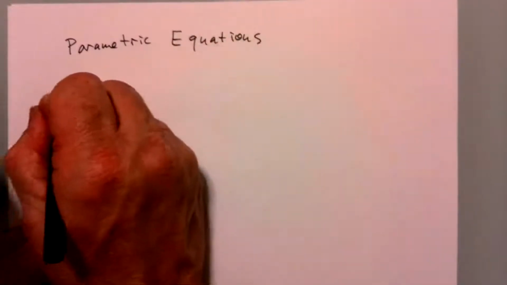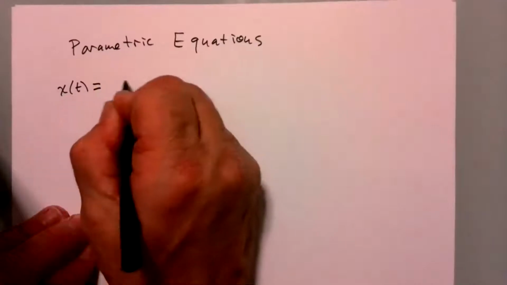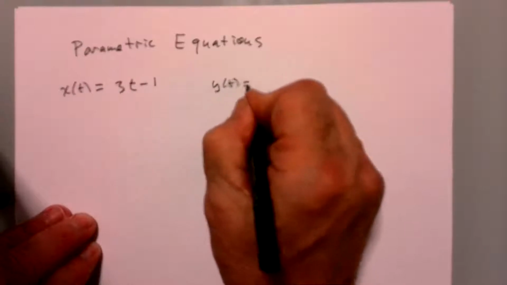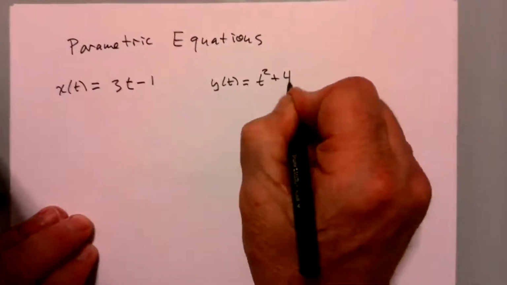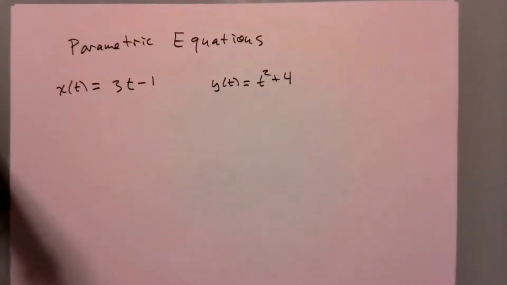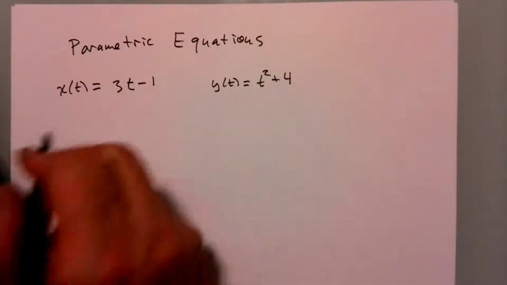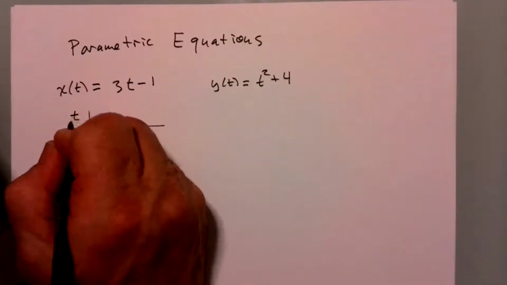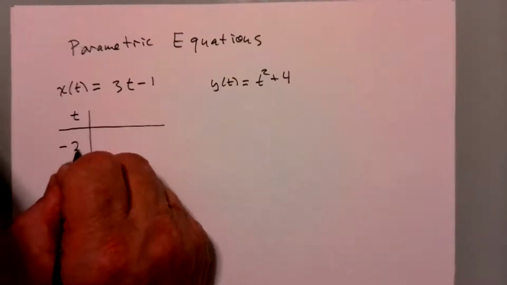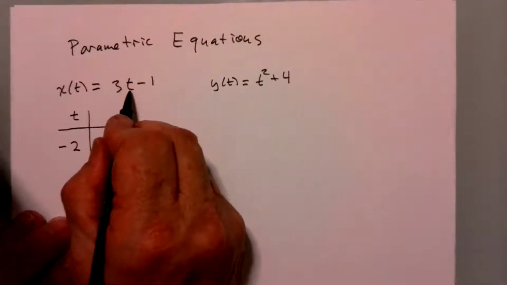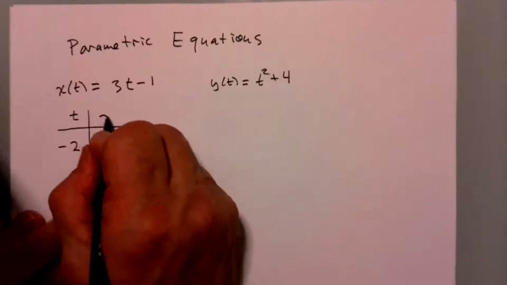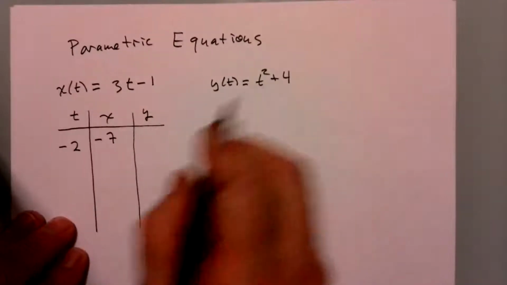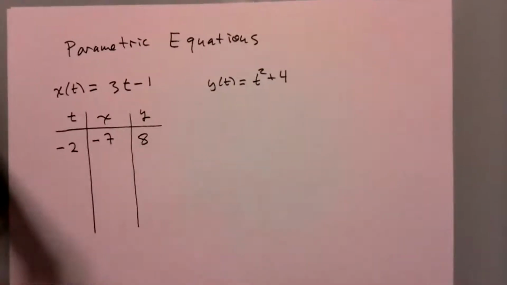So here's an example. We have x of t, which is 3t minus 1, and we have y of t is t squared plus 4. Now, we don't graph t, but we use t. We think of t as time, and then we graph the points x, y. So I'm going to look at various values of t. For example, if t is -2, 3 times -2 is -6, minus 1 is -7. That's x. For y, -2 squared is 4. 4 plus 4 is 8. So we start at -7, 8.